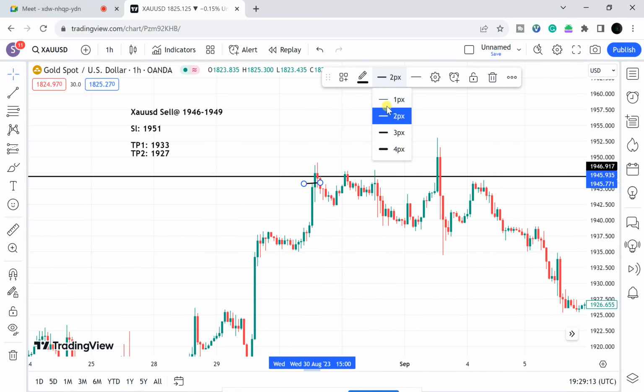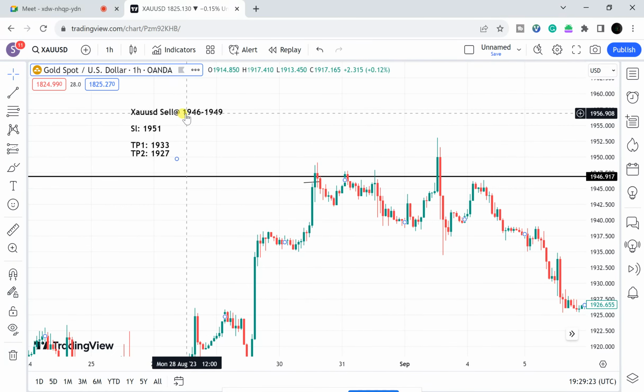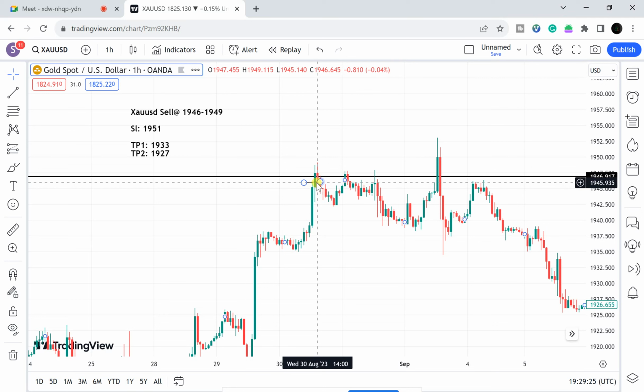I'm going to make this slimmer. So this was the current zone of the market. Now you are not just going to enter this trade immediately you see sell. You wait for the market to come to 1946, which is somewhere close to this zone. So what you do is you open with the smallest lot size.